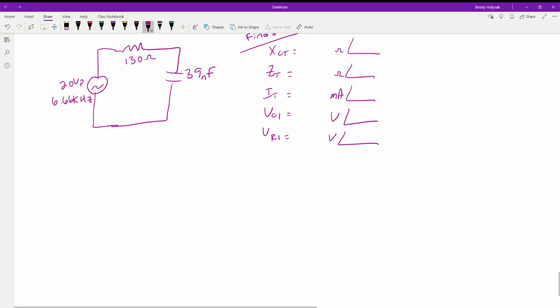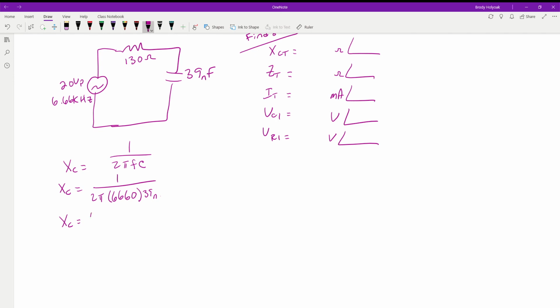The capacitive reactance, 1 over 2 pi FC. So the reactance of the capacitor is equal to 1 over 2 pi times 6,660 hertz and the capacitance of 39 nanofarads. The reactance is equal to 612.747 at negative 90.